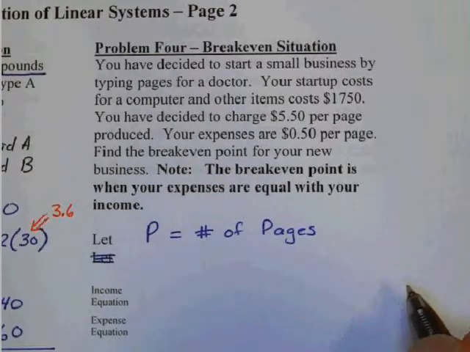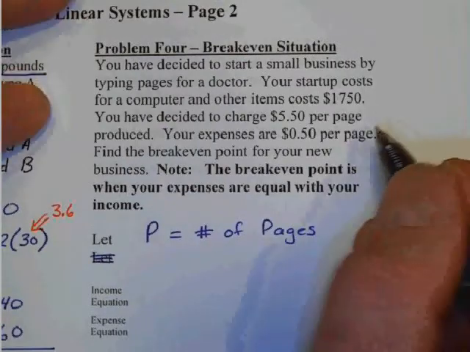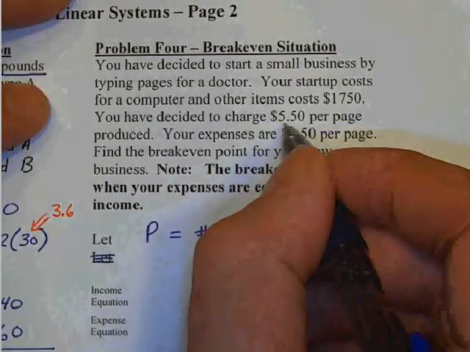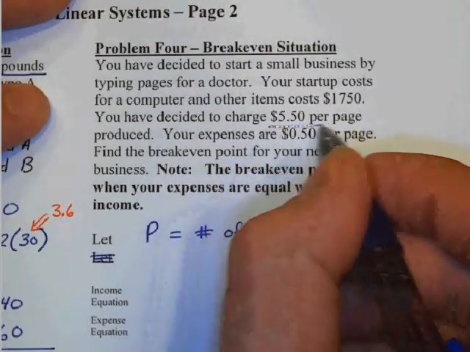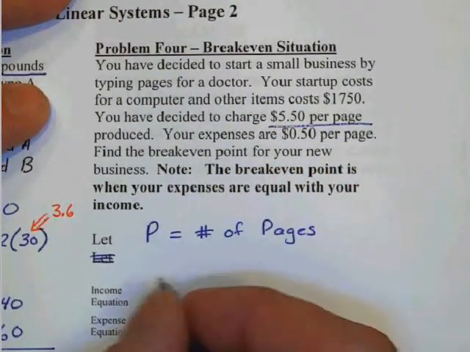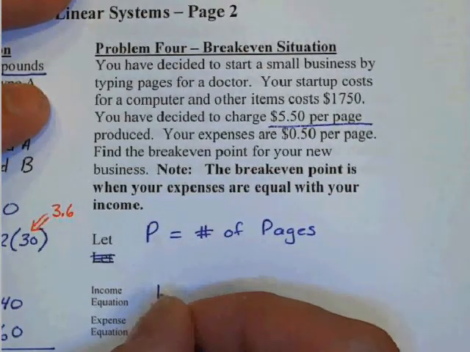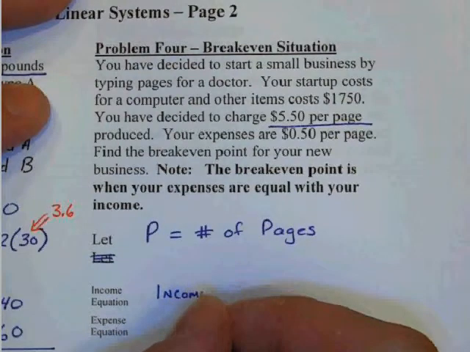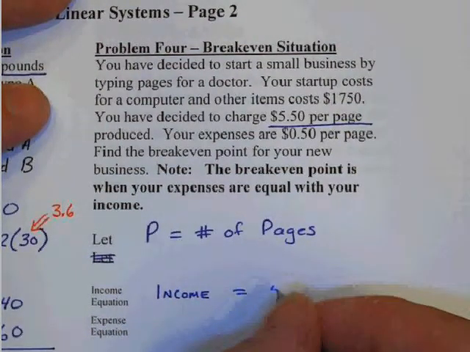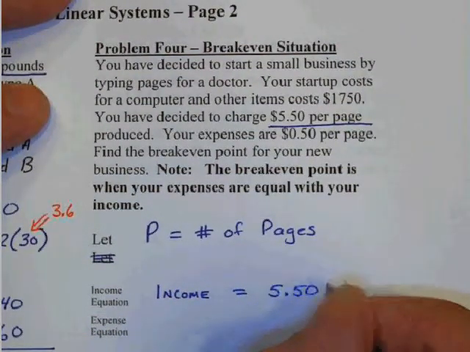Our income equation, we have to say, is found by what we're charging. So we have $5.50 per page produced. So our income is equal to $5.50 per page.